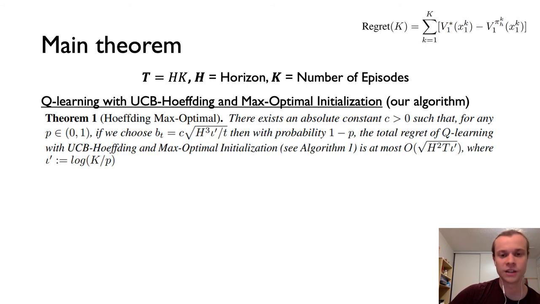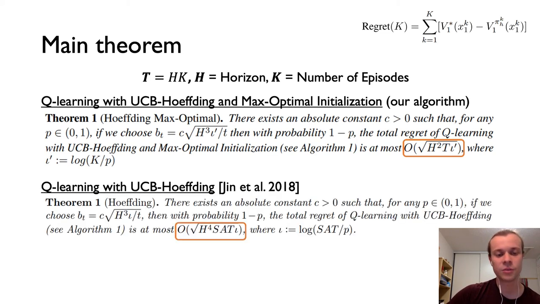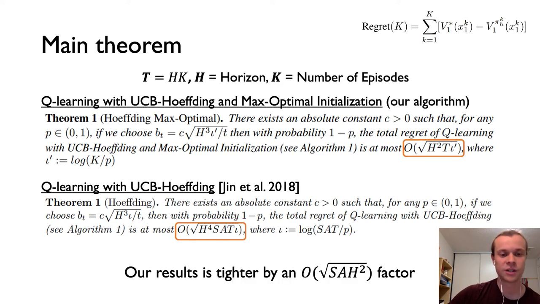The thing to really highlight is that the regret we got with this initialization is big O of the square root of H squared times T, where T is the total number of steps that the learner takes throughout all its learning. So it's the horizon, H, times K, the number of episodes. The theorem presented by Jin et al. for their Q learning with upper confidence bound Hoeffding algorithm is big O of the square root of H to the power of 4 times the cardinality of the states times the cardinality of the actions times T times iota. The thing to really highlight is that our results are tighter by a factor of big O of the square root of S, A, and an H squared factor.